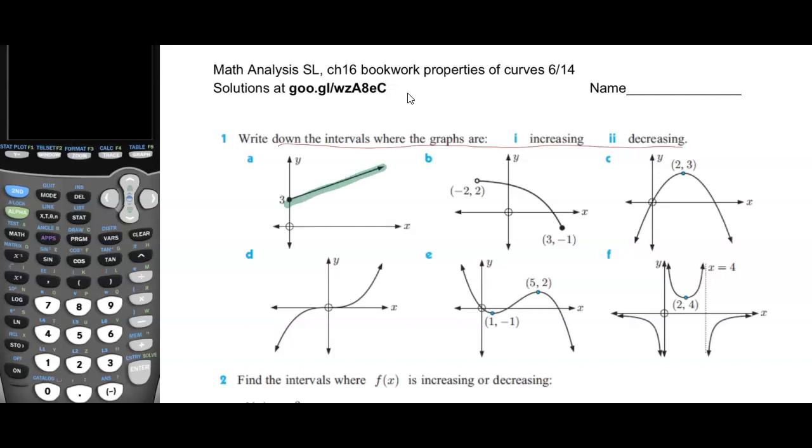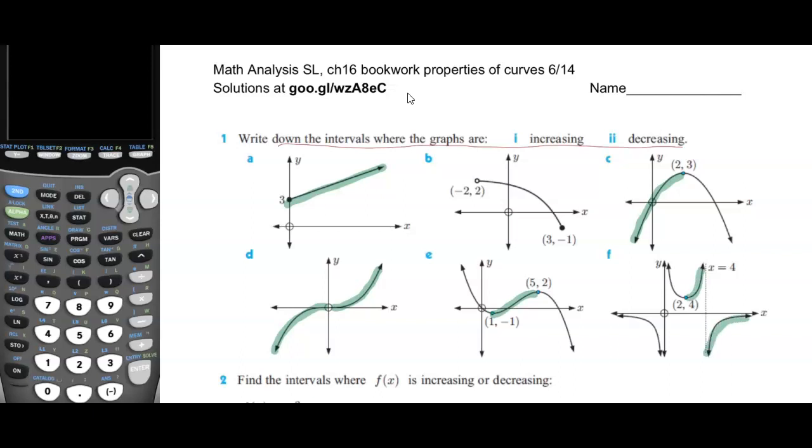B has no interval going up, right? What about C? C is going up from here to here. D is going up throughout, except for maybe the very middle is momentarily a stationary point, right? Oops, that's wrong. Going up is just here. Going up is here and here.